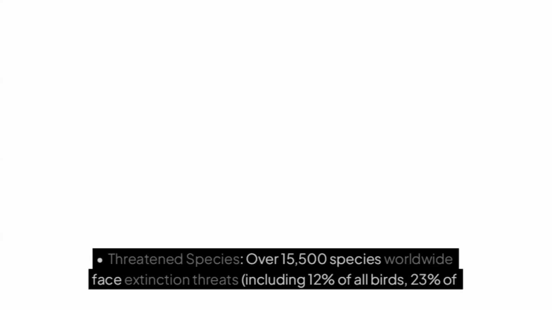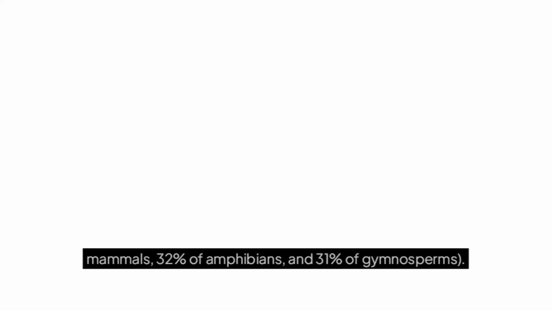Threatened species: over 15,500 species worldwide face extinction threats, including 12% of all birds, 23% of mammals, 32% of amphibians, and 31% of gymnosperms. The Evil Quartet: 4 major causes of biodiversity loss.